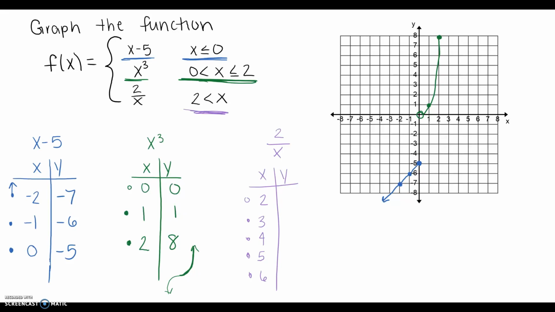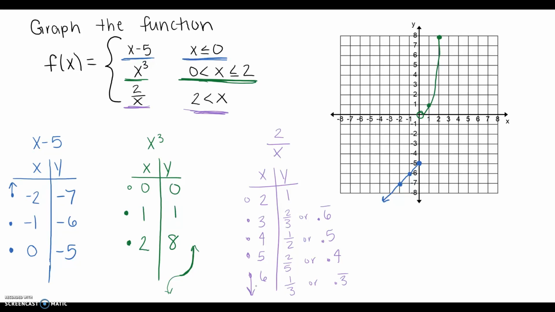For our last function, 2 over x, remember this is rational, so 2 divided by 2 is 1, 3 divided by 2 is going to be just 2/3, or you could say 0.6 repeating. For these tables, I don't really care if you use fractions or decimals. 2 over 4 is 1/2, or 0.5. 2 over 5 is just 2/5, or 0.4. And 2 over 6 is 1/3, or 0.3. And then if you wanted to, you could remind yourself that it's going to keep going.